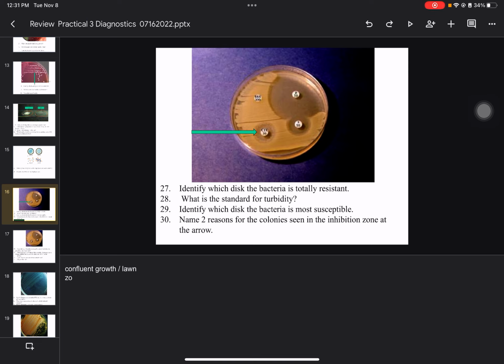Zone of inhibition. Because remember, the antibiotic will come out of the disc radially, and every time it comes in contact with something, it's going to kill it.